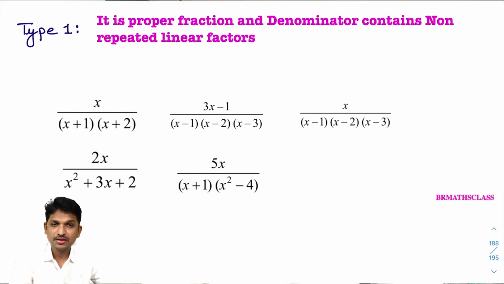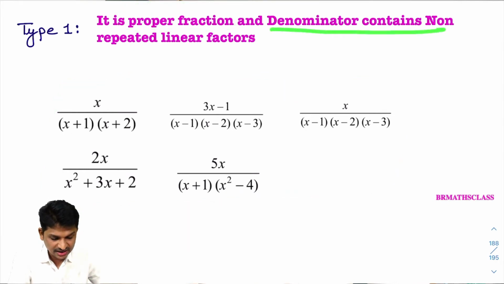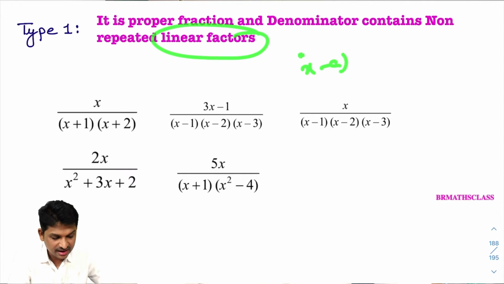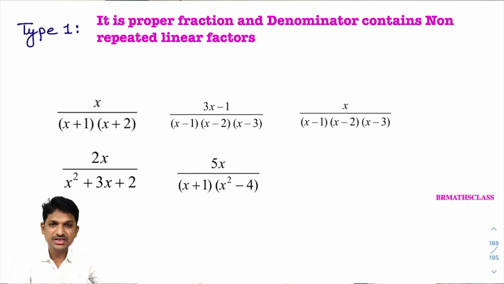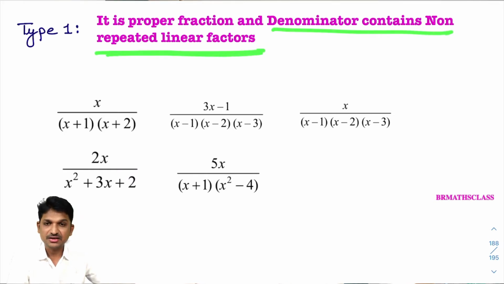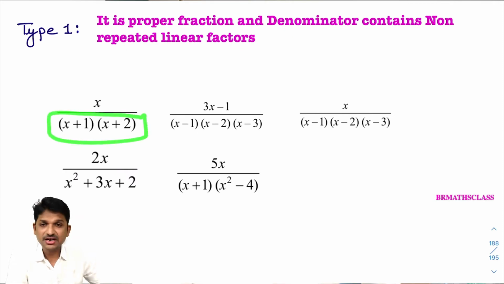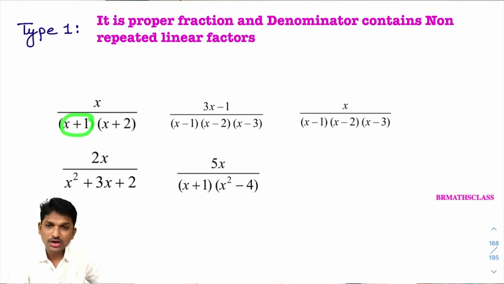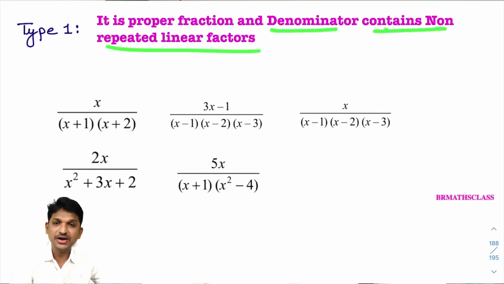First point. Second one, denominator contains non-repeated linear factors. Linear factor means what? Like x minus a, x minus b, 2x plus 1. All these are known as linear factors whose degree is 1. So denominator contains non-repeated linear factors. Observe this one. Is x plus 1 repeated anywhere? No. Only once x plus 1 is there. x plus 2 is a linear factor. It is not repeated.